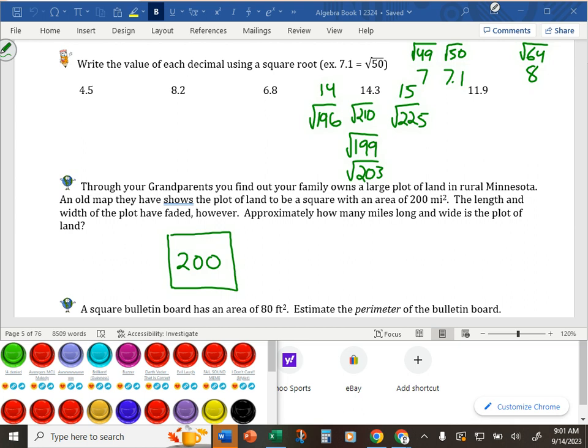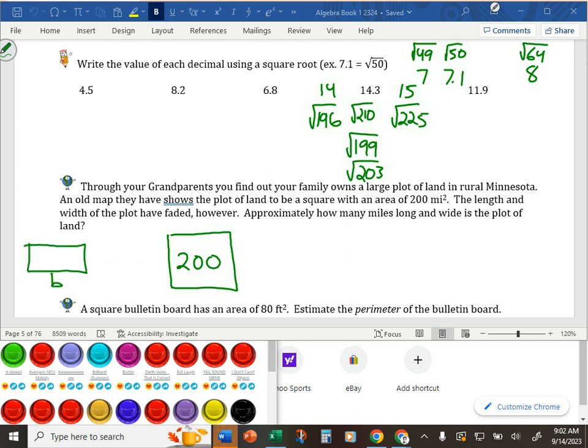Length times width, right? But because it's a square, what do we know about the length and the width? They're the same, right? So in pre-algebra, algebra and beyond, did you last year refer to length and width as base and height? No? Okay. So in pre-algebra, we're going to start to do that. Length and width kind of die out.